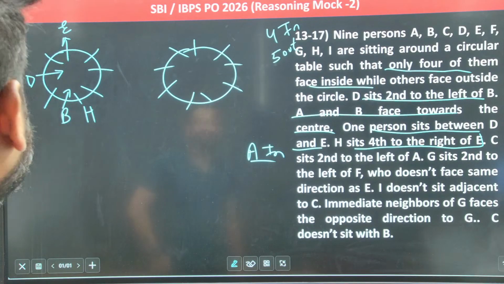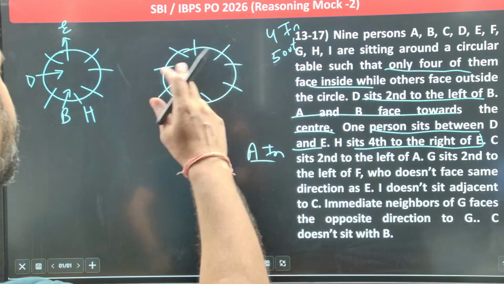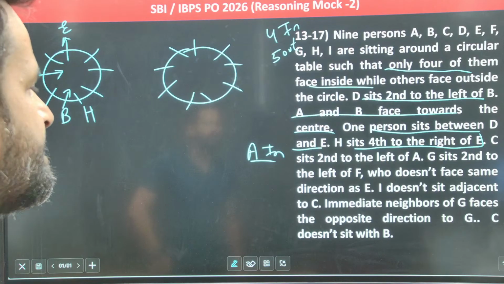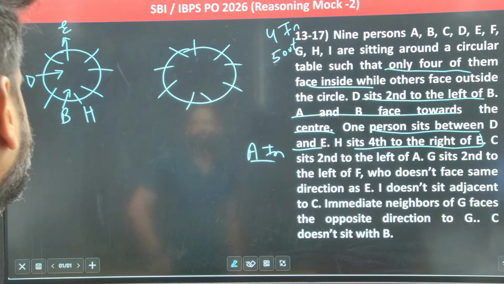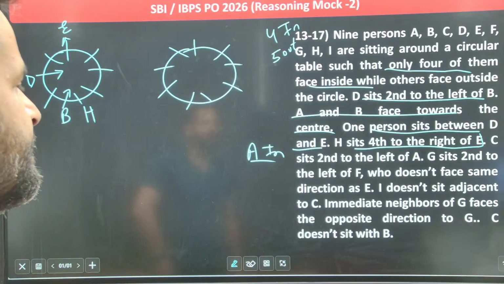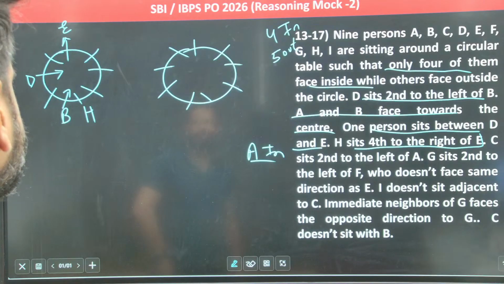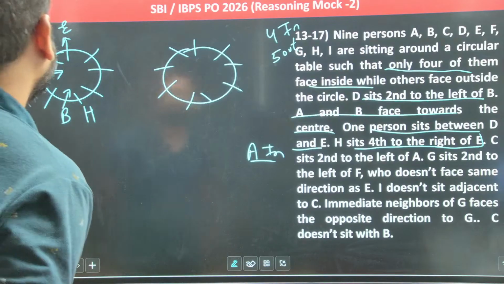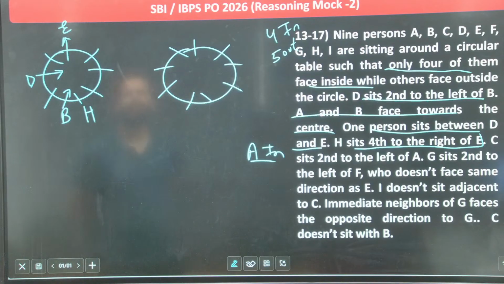Immediate neighbors of G face opposite directions. Total 4 inside, 5 outside. C is not sitting with B. C is second left of E. C is second to the left of A. G, second left of A, does not face the same direction as E. So G is second left of A. F is not facing the same direction as E, which means F will be facing inside. F is facing inside. G is second left of F. F, F, F: three possibilities.